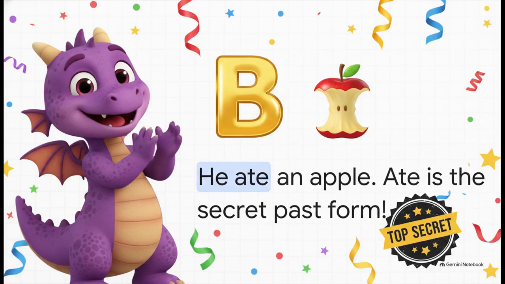If you shouted B, give yourself a massive pat on the back. The answer is B, he ate an apple. Way to go. You remembered that ate is the special, secret way we say eat in the past. We literally never say eated for something that happened yesterday. You're completely mastering this. Let's do one final challenge to wrap it up.